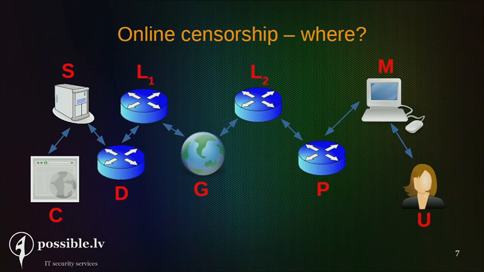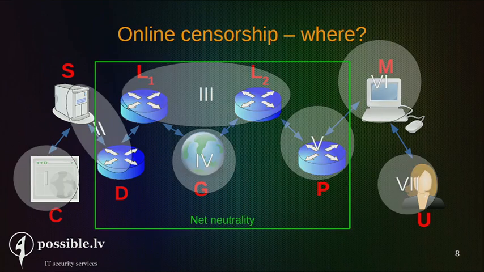From the right side, there's a user. We have their machine, and we have their internet service provider, which is labeled P. So this is the generic scheme of how communication online happens. And each of these points is vulnerable to censorship. Let's take a look. So for this presentation, I created 7 censorship types, labeled 1 through 7, depending on where censorship takes place. I will refer to them throughout the presentation.